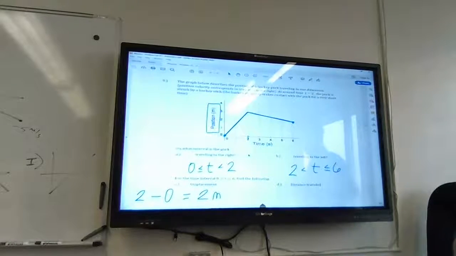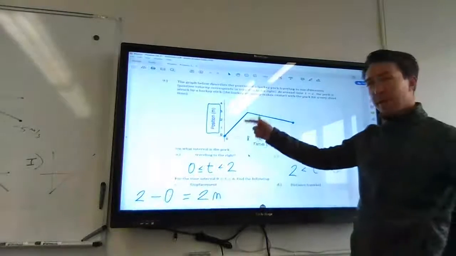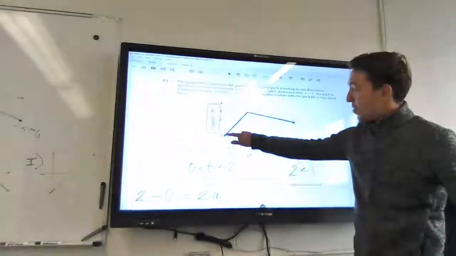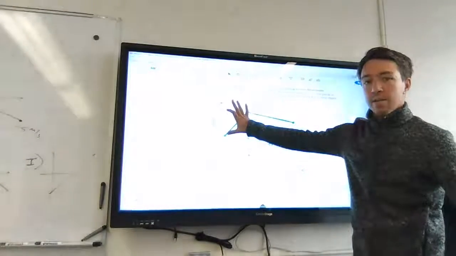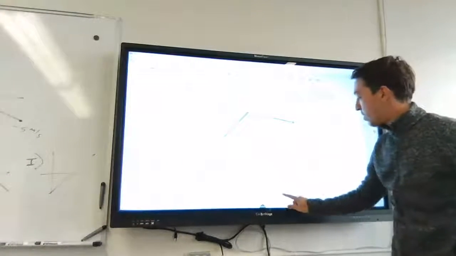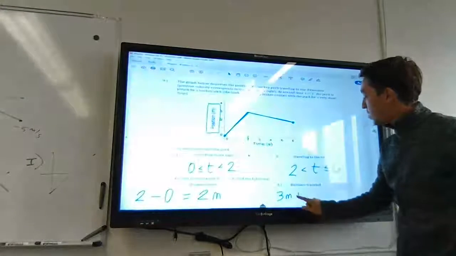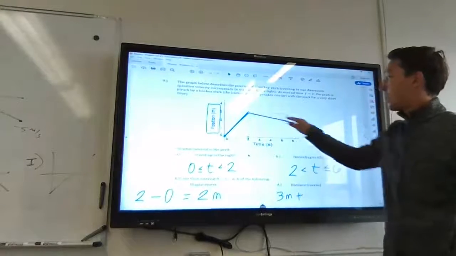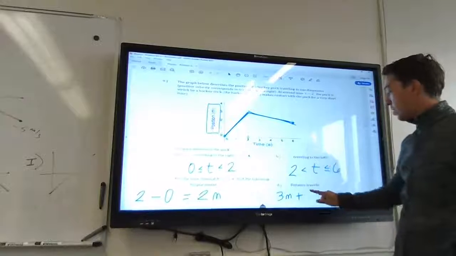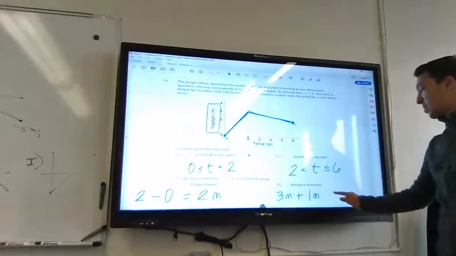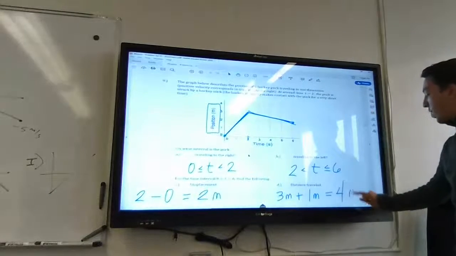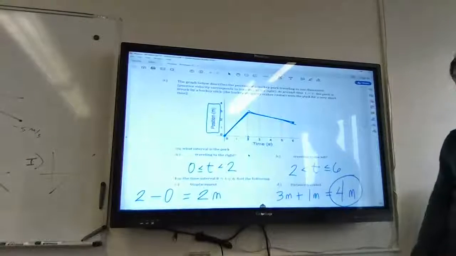Distance traveled, though, a little bit more complicated, but not really. I traveled 3 meters between time 0 and time 2, so 3 meters. And then I traveled backward from 3 to 2, so that's 1 meter backward. But I treat it as positive because it's distance. There you go, 4 meters is my distance traveled.